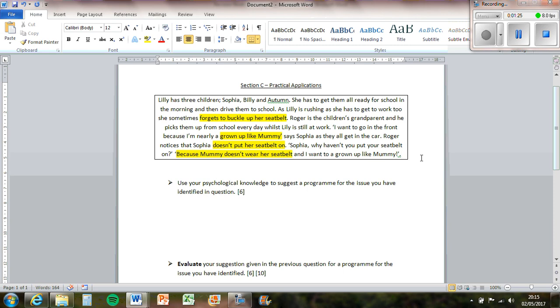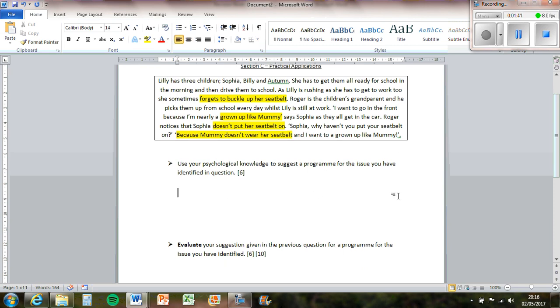And this could almost be imitation of role models, could be the psychological issue, or it could be adherence to a regime, because wearing a seatbelt is adherence to a regime, I guess. So you could answer either of those for this one. In terms of using your knowledge, basically we want to make Sophia wear a seatbelt, so what are we going to do?